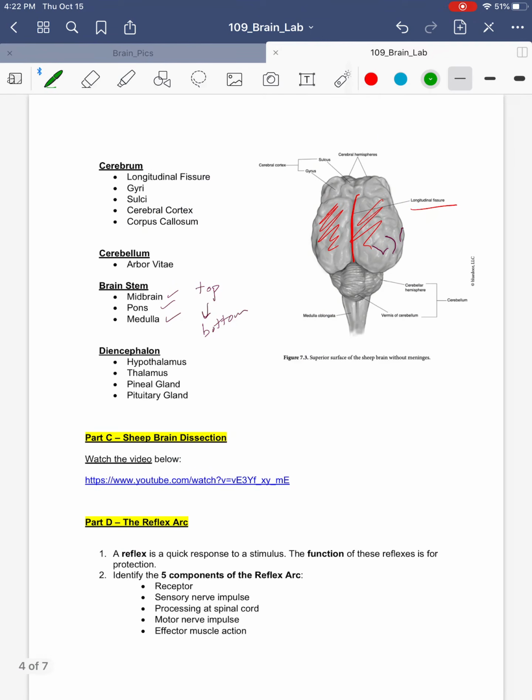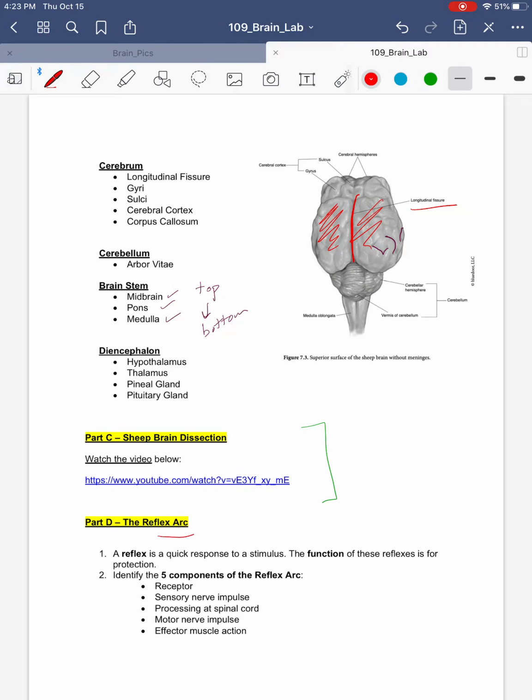Okay, everyone, you can do this with the anatomy. I'd like you to watch the sheep brain dissection. It's pretty cool. In the dissection, it kind of looks like a pile of mush, really. But if you work with the tips that I've given you and you focus on the regions, I know you can do it. The second part of this lab is dealing with the reflex arc.